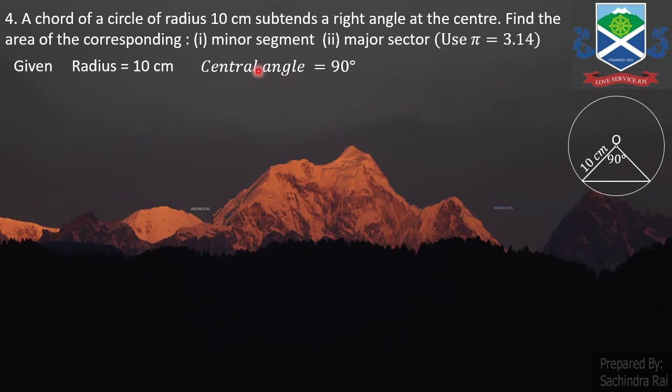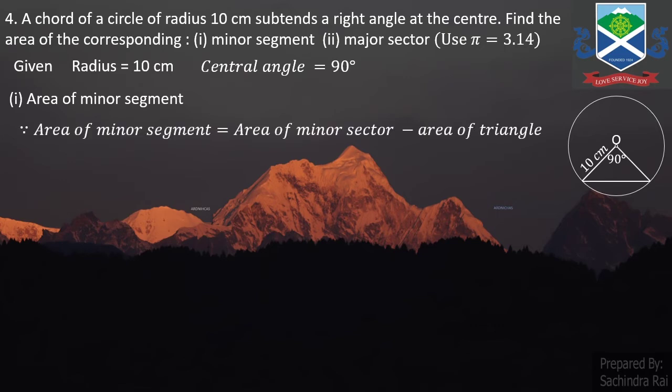Now area of minor segment. So this portion here is the minor segment of the circle. This upper portion is the major segment of the circle. This chord divides the circle into minor and major segment. So we need to find out this lower portion or the smaller segment of the circle. So for area of minor segment, we have the formula as area of minor sector minus area of triangle.